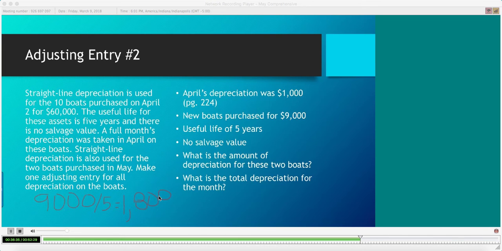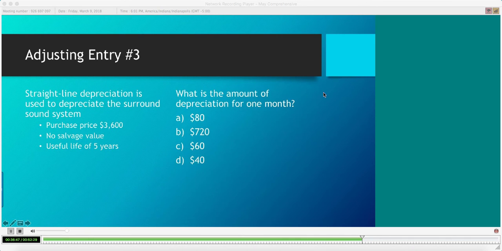It's a little different than what we're used to when we calculate depreciation. Okay, some more depreciation.